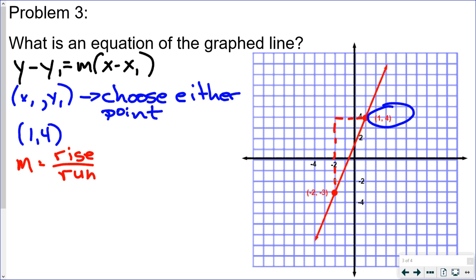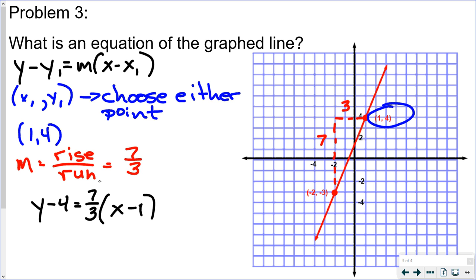And so I'm going to rise 1, 2, 3, 4, 5, 6, 7. And I'm going to run 1, 2, 3. So the slope of this line is 7/3. So now I'm just going to take those and plug them in the point slope form. So y minus y1, my y1 was 4. Again, keep in mind, if it was a negative 4, this would be plus 4. Equals, my m is 7/3 times x minus the x1 was 1. And again, if this was negative 1, this would be plus 1.